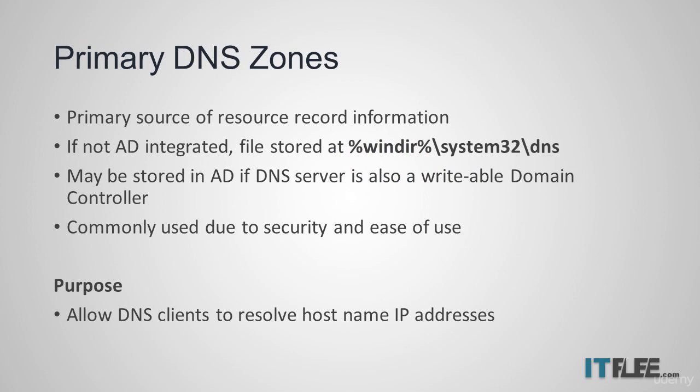A primary zone is a DNS zone that this DNS server is the primary source of information. Now by default, the data for this zone is located in a file under the Windows directory /system32/DNS. This file may also be stored in Active Directory if this DNS server is also a writable domain controller. Now there's several benefits and reasons why you'd want to store a primary zone in Active Directory. Since the zone is stored in AD, the zone can be replicated using Active Directory's replication process and Active Directory's security features.